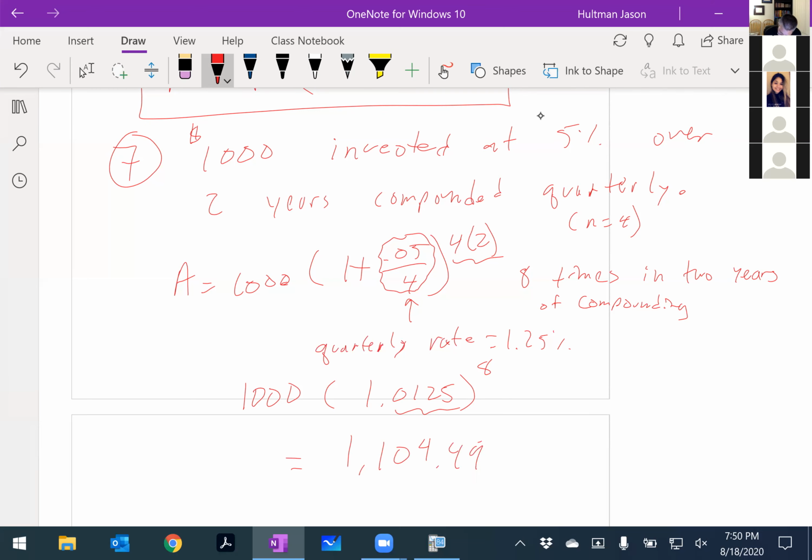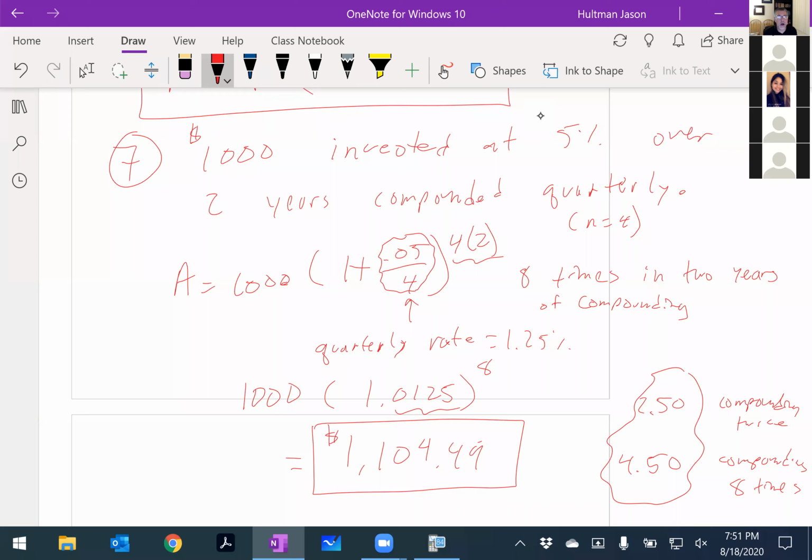So before, we made an extra $2.50 by compounding twice, but we made an extra $4.50 by compounding 8 times. And you can see the power of compound interest there. The more I compound, the more money I make if I'm a lender. If I'm a borrower, it's the more money I have to pay out. But if I'm a lender, I like compound interest. And we'll talk a lot more about compound interest a little bit later.